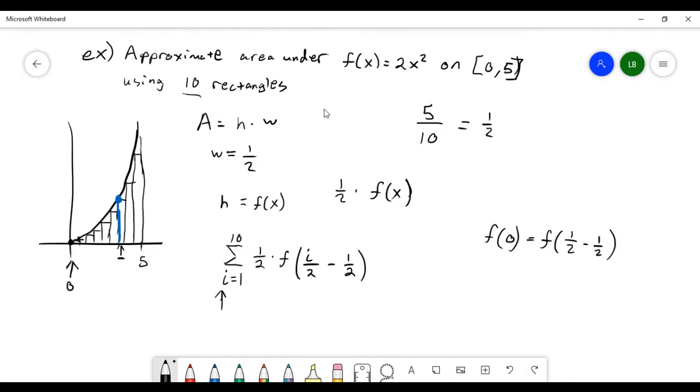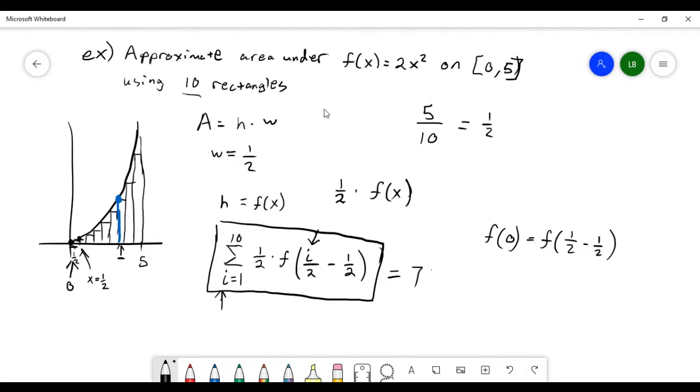And then again, our second rectangle should be exactly one step over, right? Since our first rectangle is of width 1 half, we know that our second rectangle should start at x equals 1 half. Or in other words, each rectangle is 1 half further over than the last. That's why we have this I divided by 2. So this is our function to approximate the area under f of x equals 2x squared on this interval using 10 rectangles. If you plug that into a calculator, you would get 71.25. Does this kind of make sense?